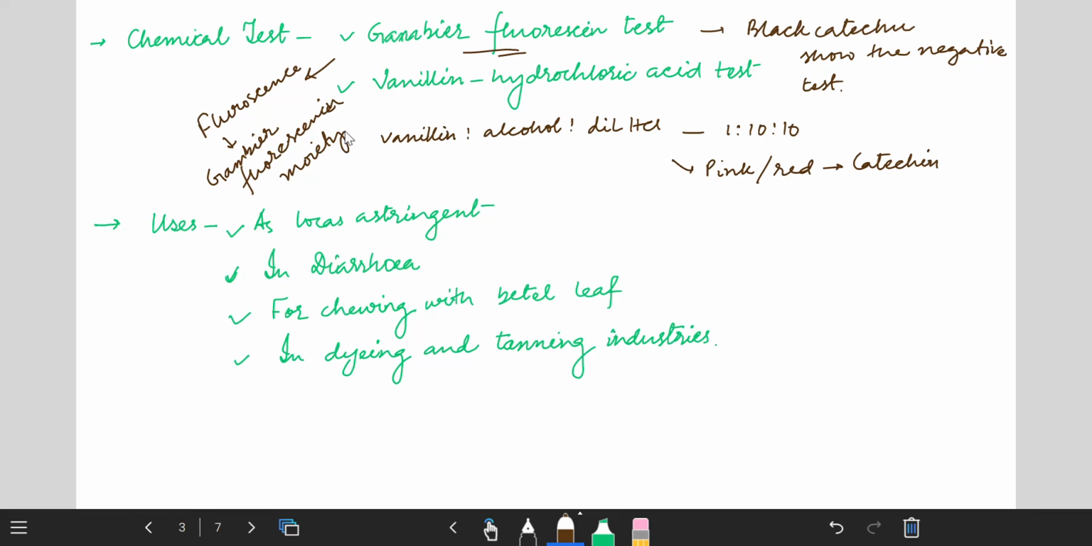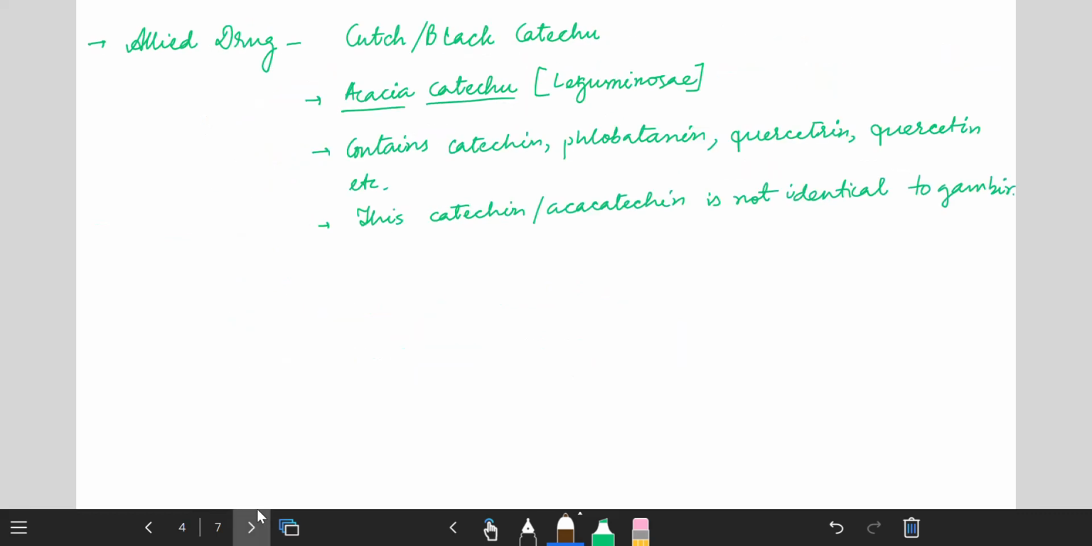Now, what are the uses? It is actually used as local astringent. In diarrhea, it is used for chewing with betel leaves. It is used in dyeing and tanning industries. Now, what are the allied drugs?